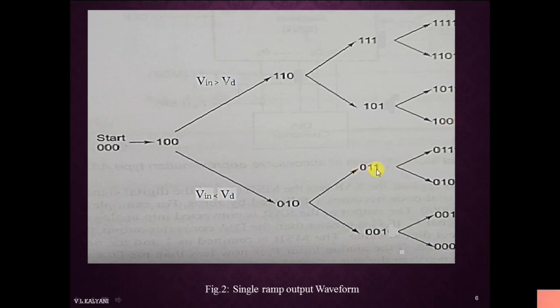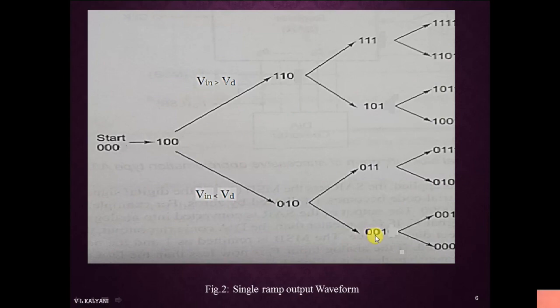And again 011. Here again there are two conditions: when Vin is greater than Vd and when Vin is less than Vd. When Vin is greater than Vd, the MSB is written as 1 and there is no next bit, so we write the same bits again, 011. The second condition is when Vin is less than Vd. This is 010. Why? Because the last bit is reset here and there is no next bit, so it becomes 010.